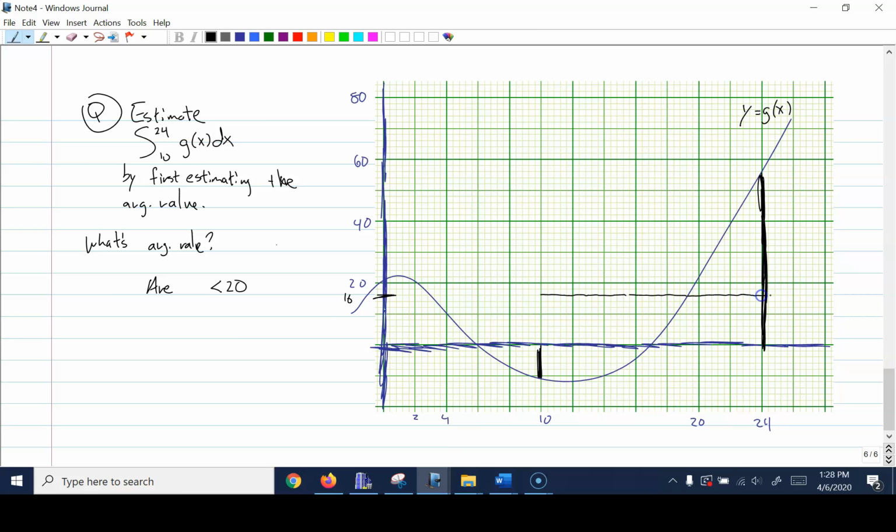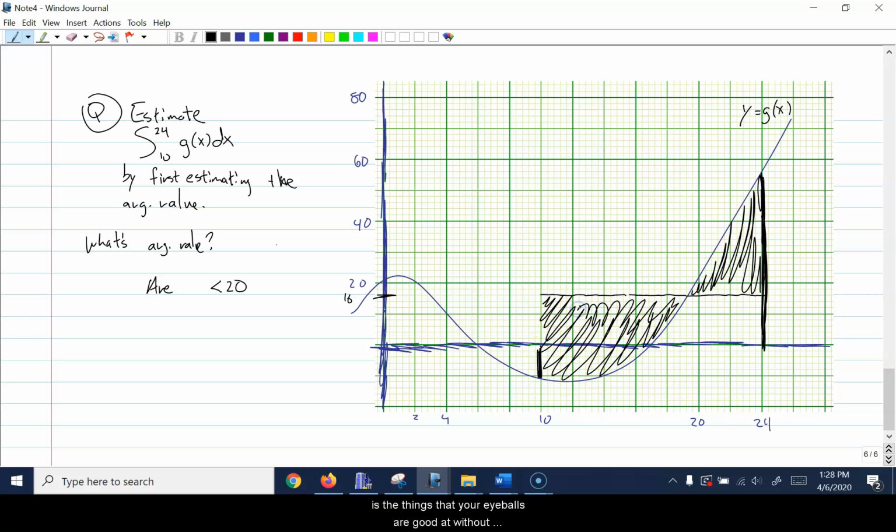What do we think? Now I'm looking at this area versus this area. I could do a box counting thing, but the point is that this is a thing your eyeballs are good at without counting the boxes. I think the bottom one is still too big. Yeah, the bottom one is definitely bigger than the top one. That's how it looks to me anyway. So the average is also less than 16, we think.